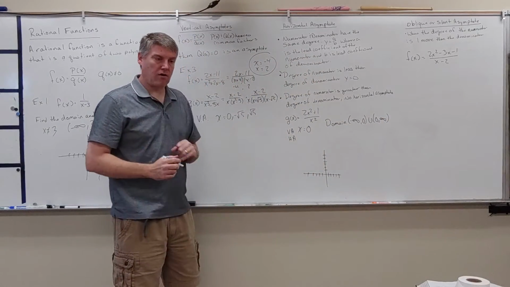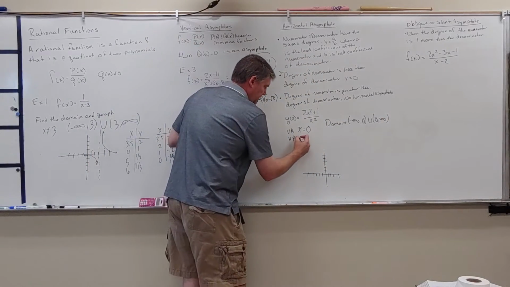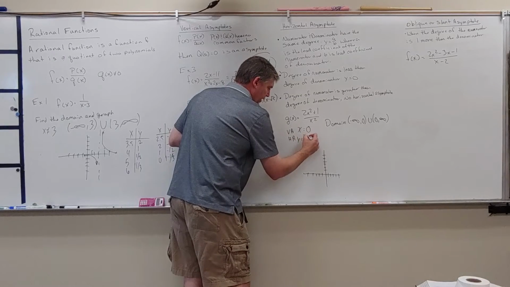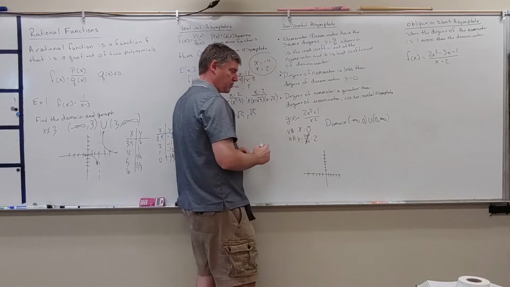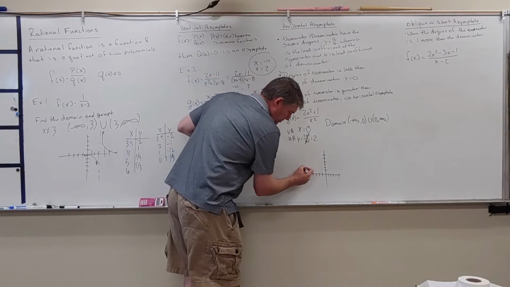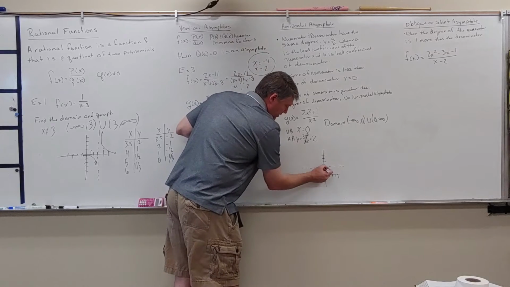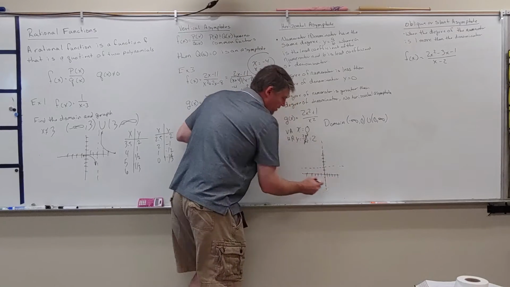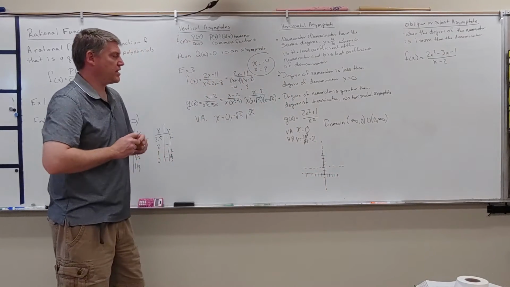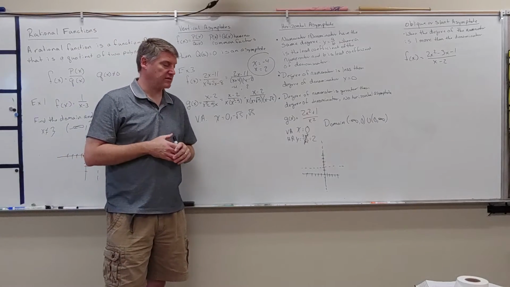Now, our horizontal asymptote is going to be y equals 2x squared over x squared. Those cancel out, leaving me with 2. So now my horizontal asymptote is at 2, and my vertical asymptote is at 0. So there are my two pieces of this.